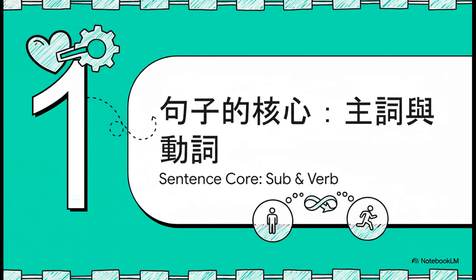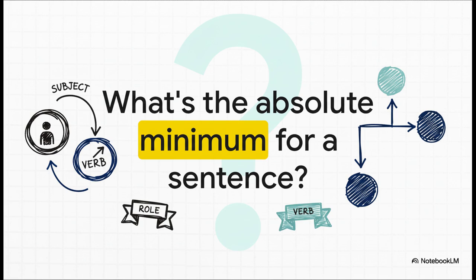Okay, first up, the core, the engine of any sentence. These are the two parts you absolutely positively have to have for a complete thought. Let's see what they are. So, let me ask you this. What's the bare minimum you need to make a sentence? You can even pause and think about it for a sec. It's actually way simpler than you might think. It all boils down to just two essential parts.